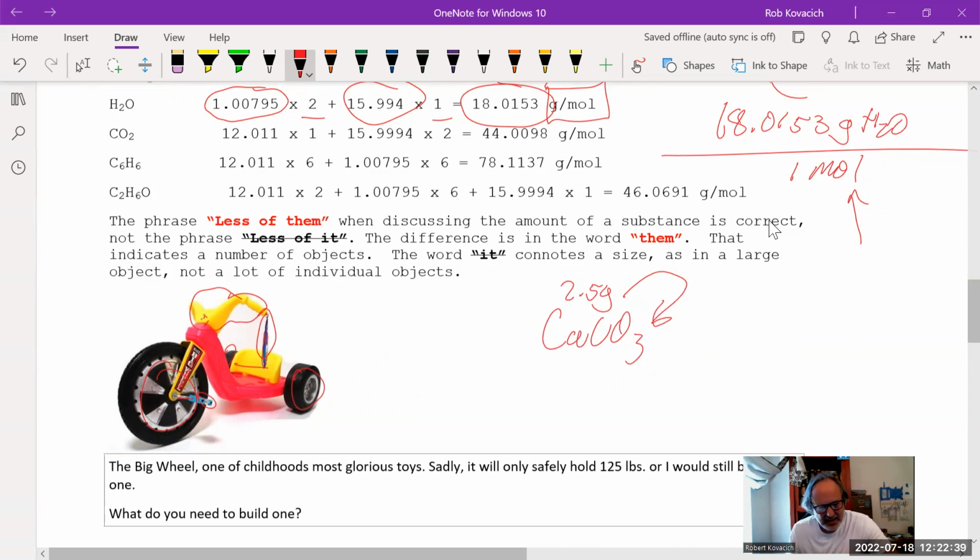What I didn't say was anything about weight or mass. I did not say I need 1.75 pounds of big wheel. Why? Because I can count to 1. I can go get that object and get 1 of those big wheels. But if I knew the mass of a big wheel, then I could say, okay, the mass of that is the mass of 1 wheel, so I got 1 wheel.